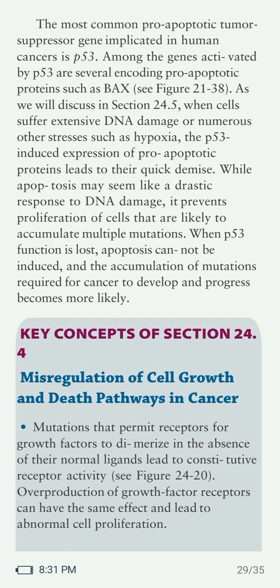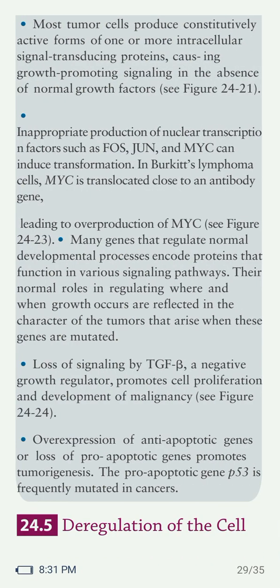Then key concepts: misregulation of cell growth and death pathways in cancer. Mutations that permit receptors for growth factors to dimerize in the absence of their normal ligands lead to constitutive receptor activity. Overproduction of growth factor receptors can have the same effect and lead to abnormal cell proliferation. Most tumor cells produce constitutively active forms of one or more intracellular signal transducing proteins, causing growth promoting signals in the absence of normal growth factors.